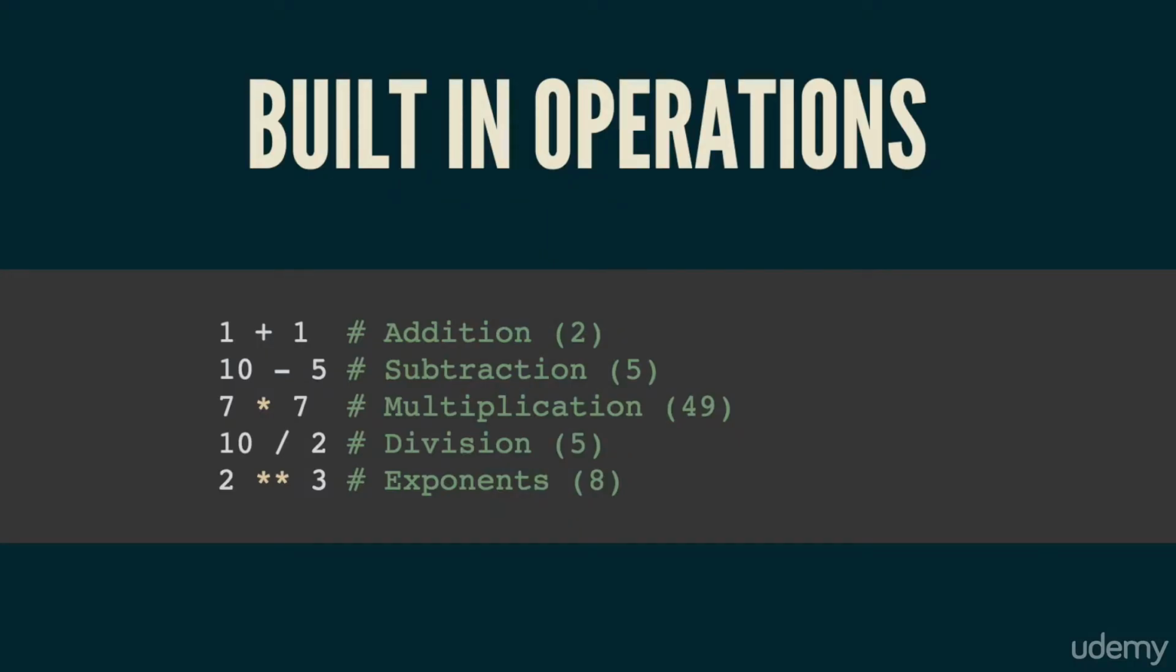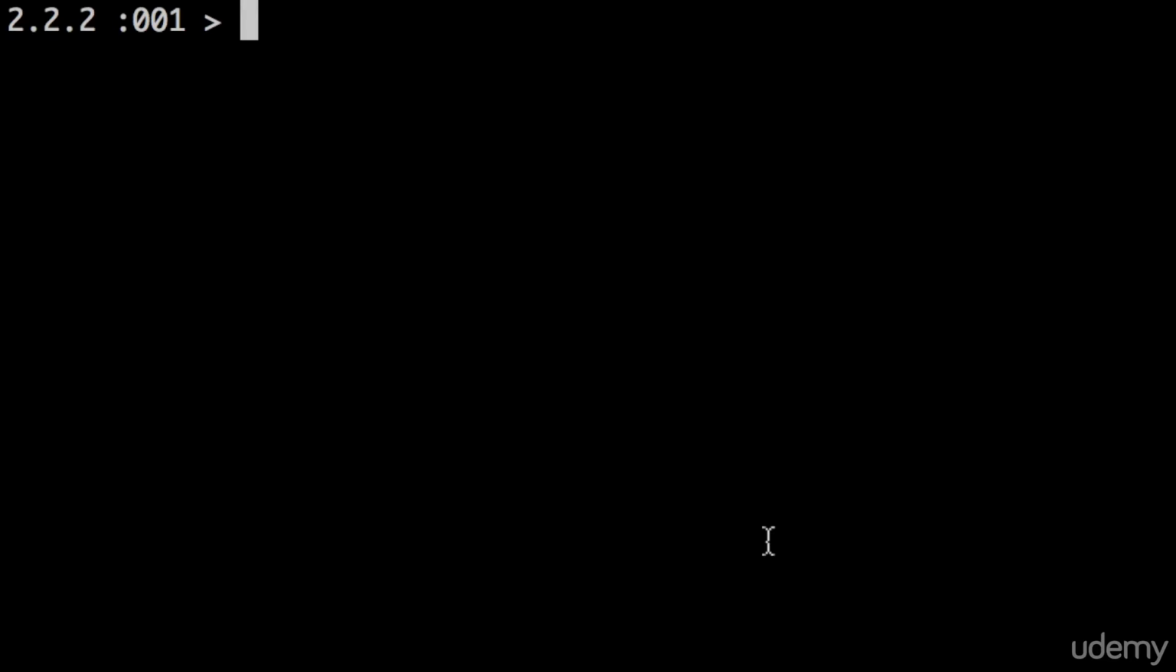Of course, as you might expect, there are a set of built-in operations. We've experienced some of these already. So things like addition, subtraction, division, multiplication, etc. There's also things like exponents. So if we put two asterisks together, we can, for example, find 2 to the power of 3.